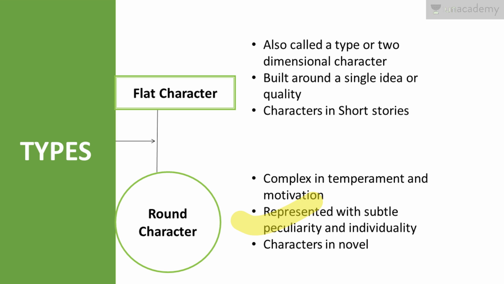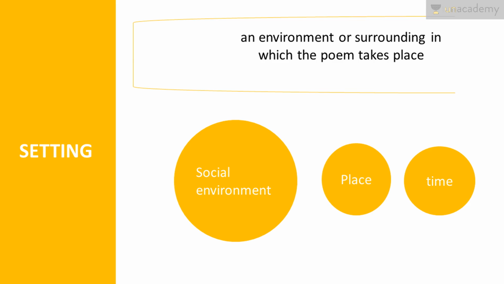The second important component of any story is the setting. It can be described as the environment or surrounding in which the story takes place, in which the poem takes place if you're talking about poetry. And if you're talking about the setting, then there are three things which must be kept in mind. They are the social environment, place, and time.